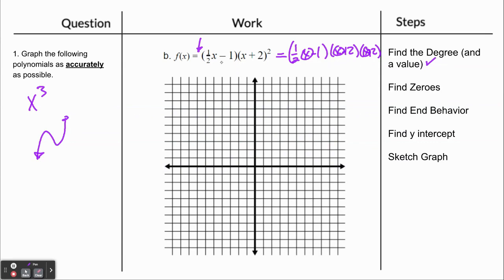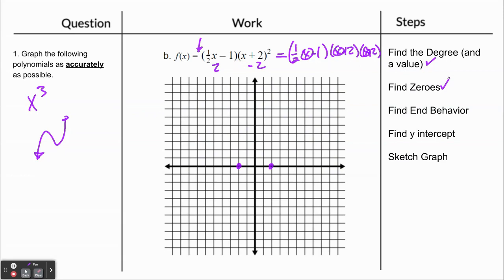Now I've got to find my zeros, so I'm going to go back to the original function here. I'm looking for this first part here, what makes this 0, and that's going to be 2. So if I plug in 2 for x, 2 times 1/2 is just 1, minus 1, which is 0. So when x is equal to 2, and then when x is equal to negative 2. So those are my only two zeros.